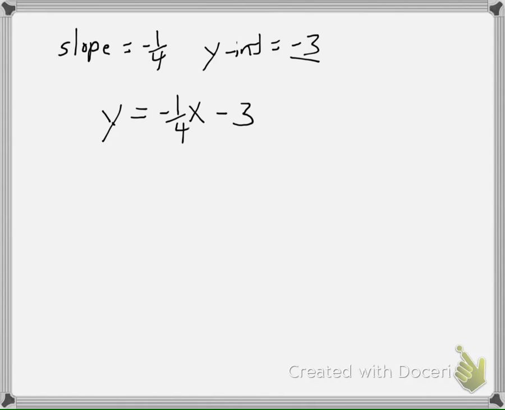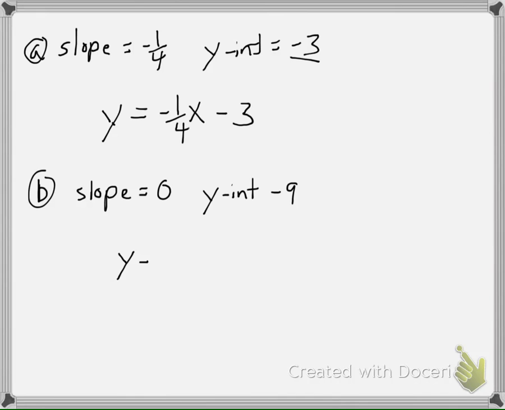And then if we look, so that's part A. Part B, we have something a little bit different. This one has a slope of 0 and a y-intercept of negative 9. Well, again, even though it has a slope of 0, it's still pretty easy. y equals the slope times x.